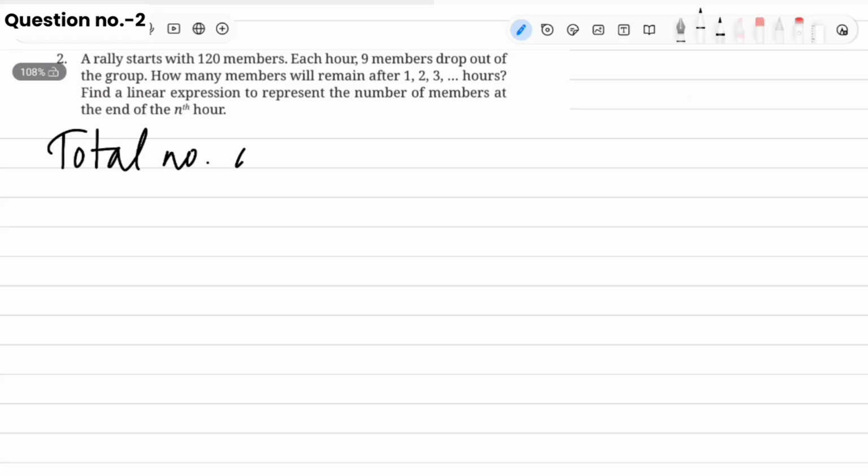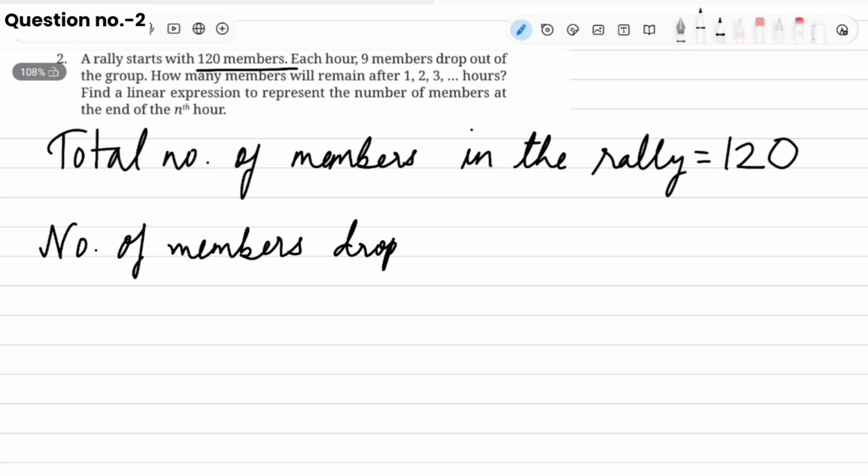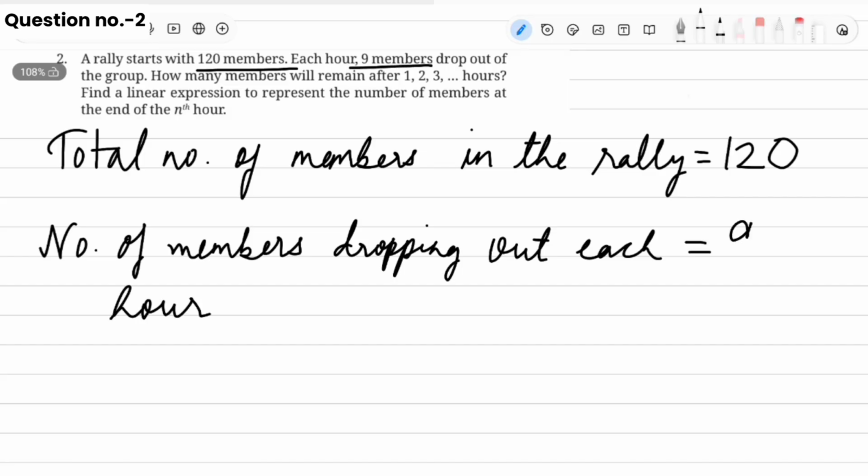Total number of members in the rally is equal to 120 members. So we'll write 120. So number of members dropping out each hour is nine members.